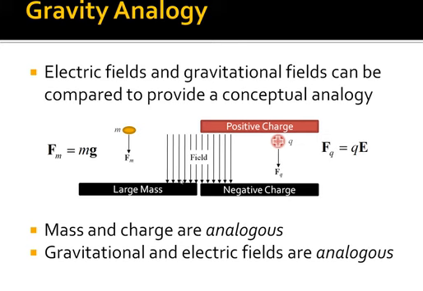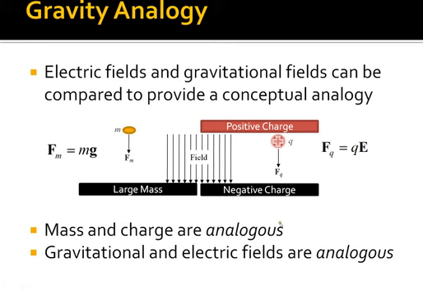All right. So in this gravity analogy, we have a mass, and a small mass is going to experience a force in the direction of a larger mass. That's similar to the fact that a small charged particle is going to experience a force in the presence of an electric field. So the gravitational field is analogous to the electric field. Mass and charge are analogous, and the gravitational and electric fields are analogous to each other.